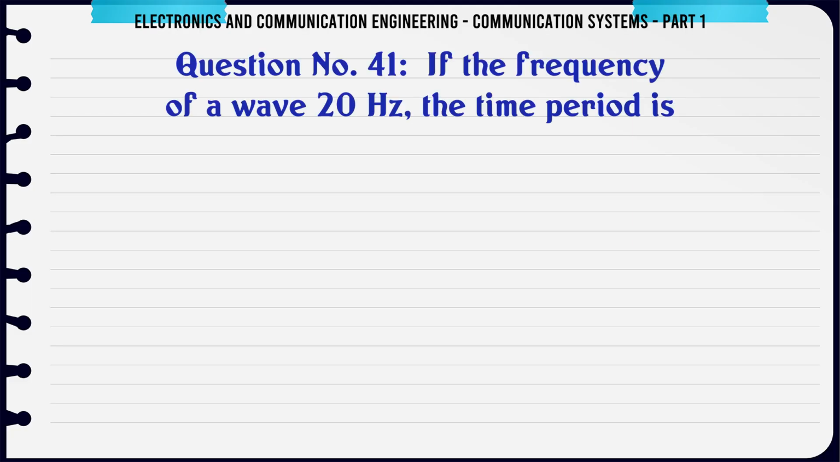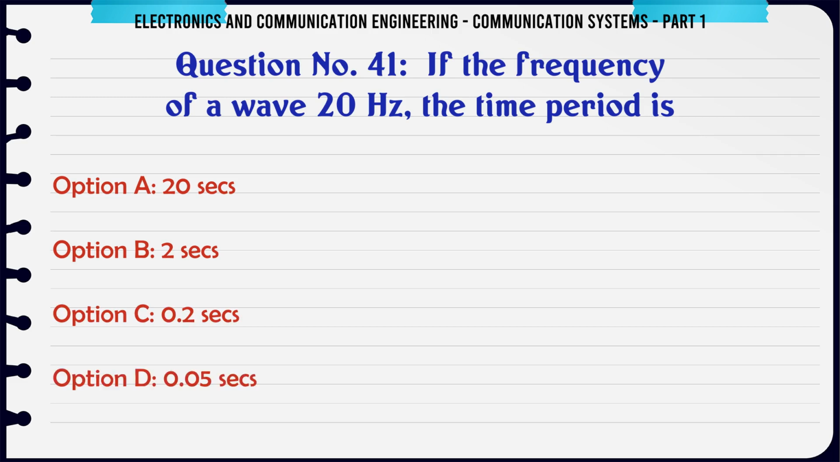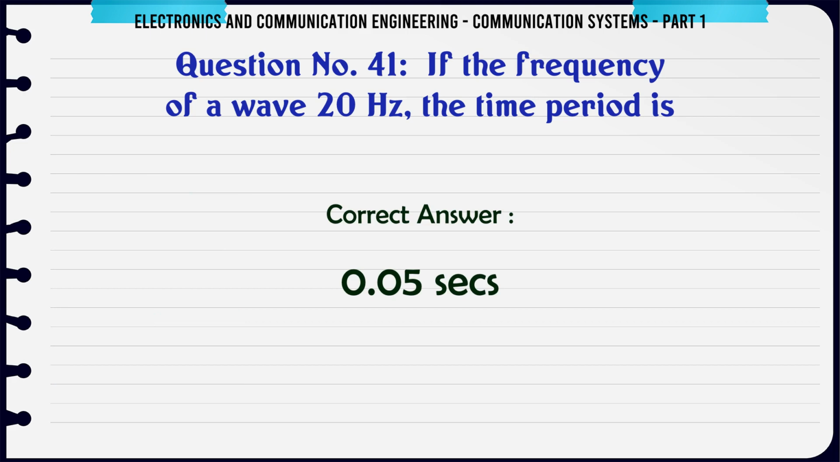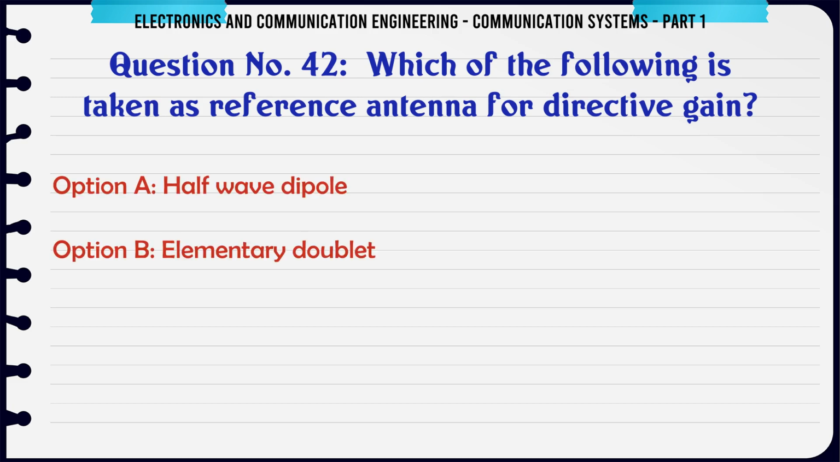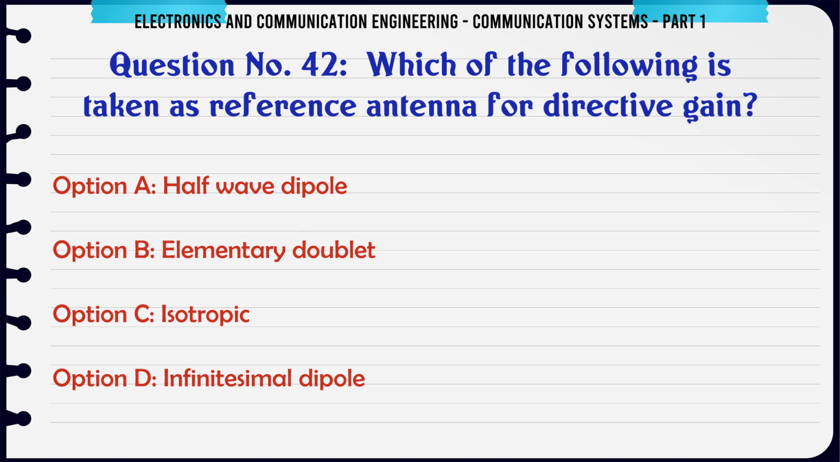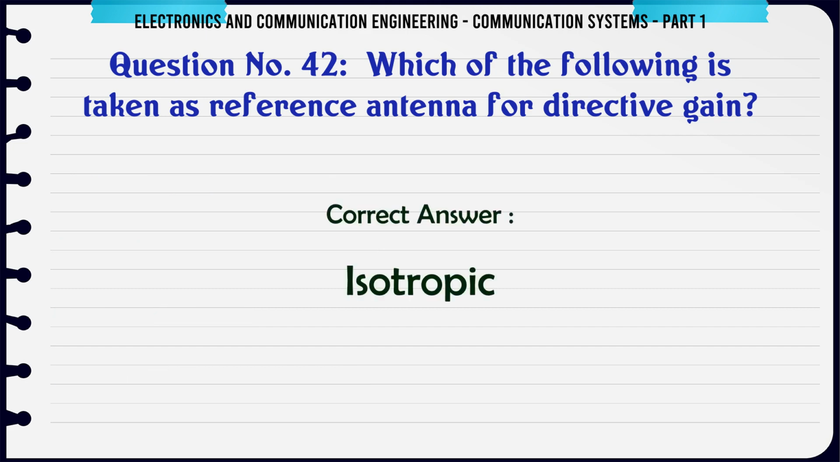If the frequency of a wave is 20 Hz, the time period is A. 20 secs. B. 2 secs. C. 0.26. D. 0.05 secs. The correct answer is 0.05 secs. Which of the following is taken as reference antenna for directive gain? A. Half-wave dipole. B. Elementary doublet. C. Isotropic. D. Infinitesimal dipole. The correct answer is isotropic.